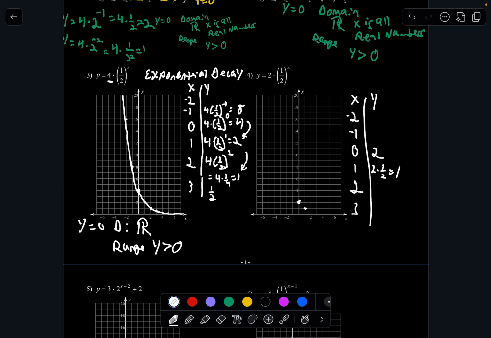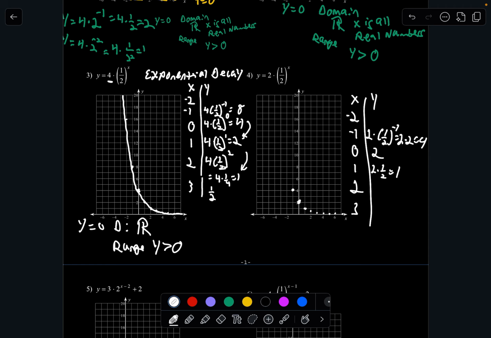At 2, it's going to be a half. At 3, it's going to be a quarter. At 4, it'll be an eighth, and so forth. So we're getting closer and closer to the x-axis. Okay. And then when we go to -1, that's going to be 2 times a half to the -1, which equals 2 times 2, because we reciprocate. It's 1 over 1/2, which is 2, and that's 4. So when x is -1, we're at 4.